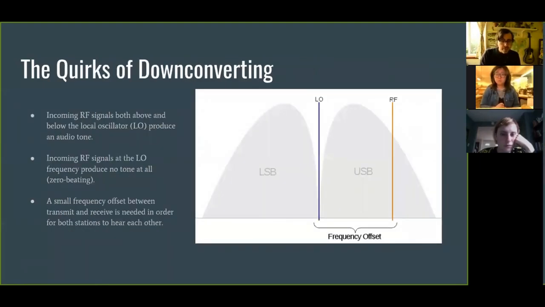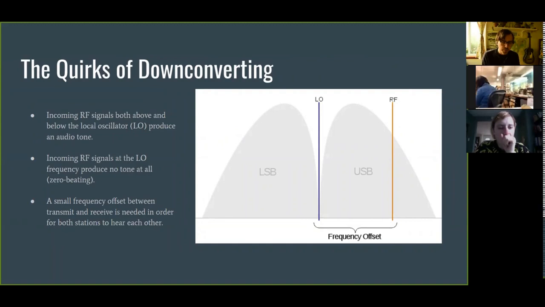Down converting is a strange process, and it's a little more difficult than just tuning in a radio station like we normally do. Incoming RF signals off the antenna produce an audio tone when they're both above and below the frequency that we are tuned to. So it's that frequency offset that allows us to hear the other station. If the local oscillator and the incoming signal are right at the same frequency, the difference between them is 0, so we don't hear any signal at all. And this is what they call zero beating sometimes.